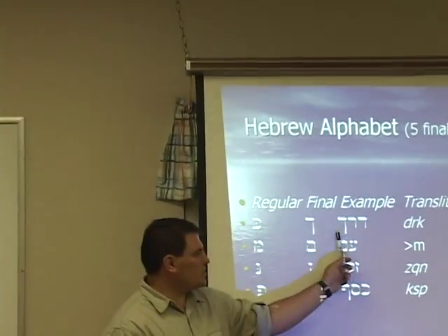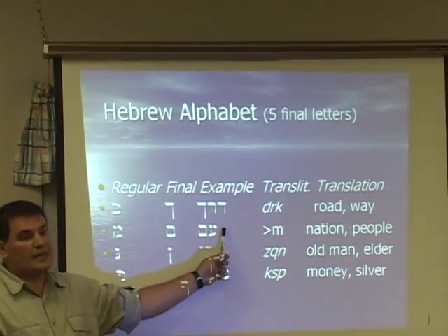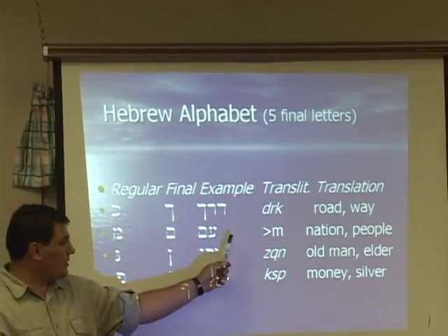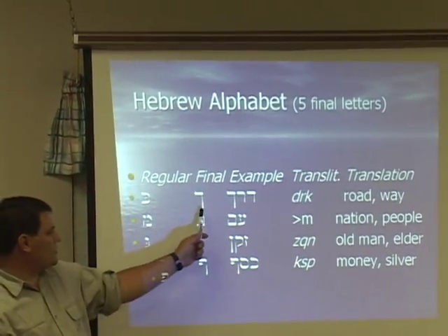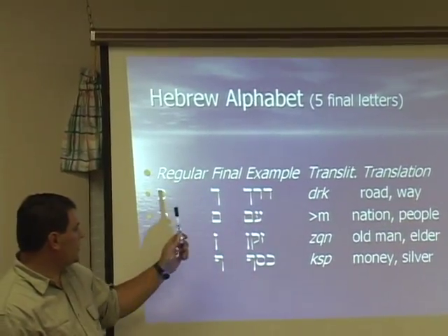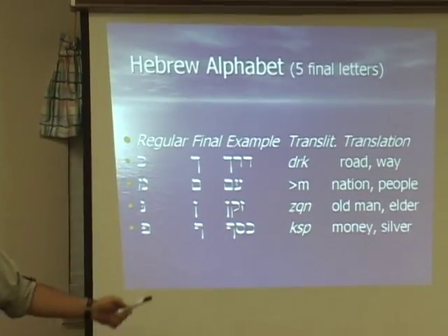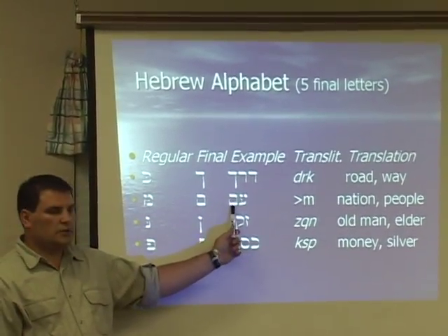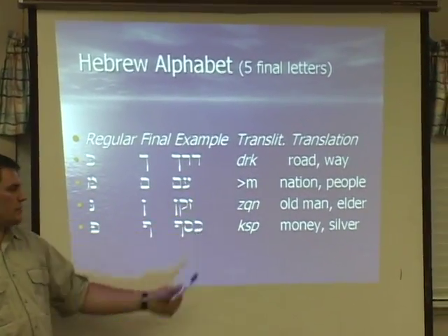For example, this word doesn't have any vowel sounds on it right now, but I know that this word is derek, which means road or way. And you'll see the final k, and first k, cough. This is a sign for a glottal stop in the transliteration.